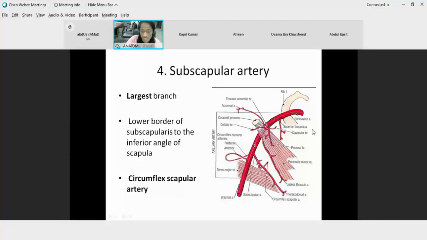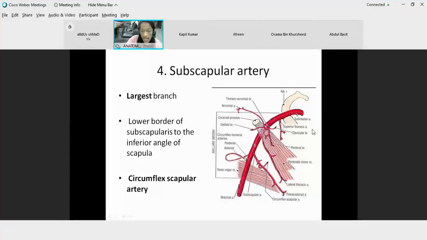Subscapularis muscle is a muscle of the scapular region, and this branch, circumflex scapular artery, is passing through the upper triangular space, and it is winding around the lateral border of the scapula. Then it will reach the infraspinatus fossa. In scapula, you will learn about infraspinatus fossa. That is how this circumflex scapular artery is ending. Is it clear?